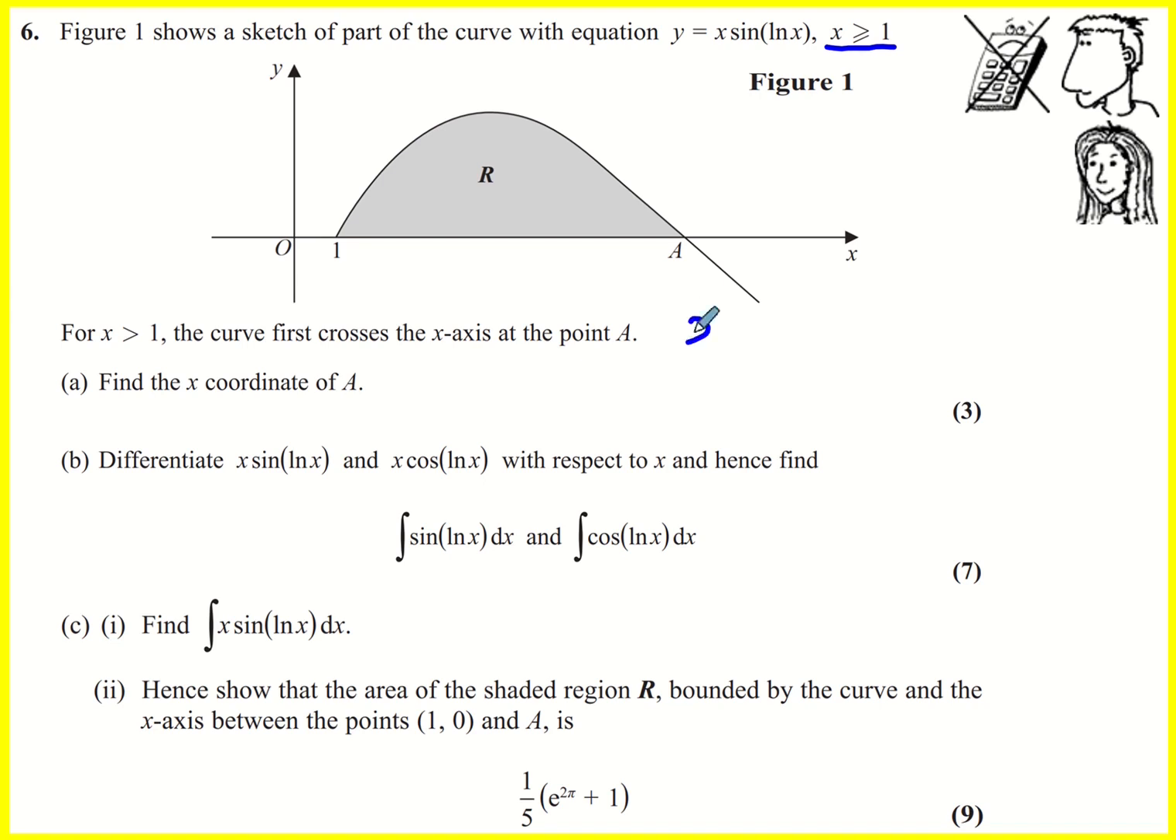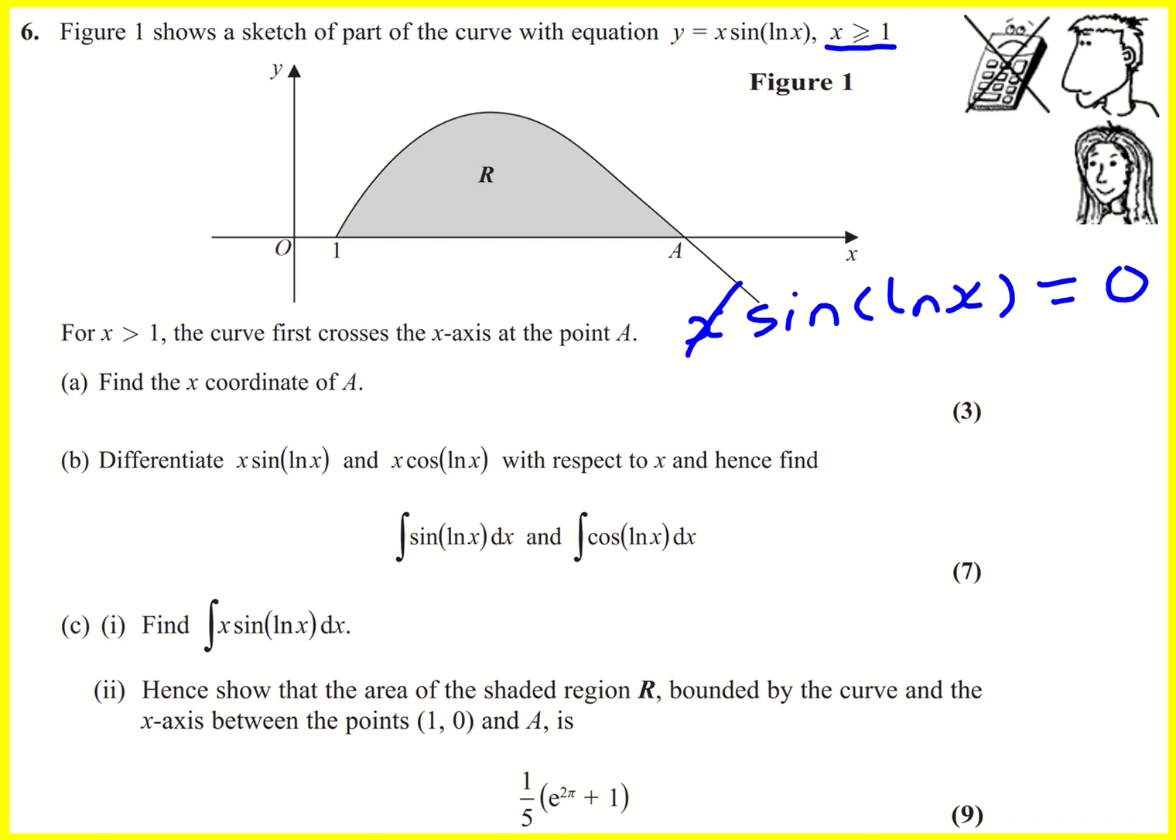So to do this, we can set x sine ln x equal to 0. That's my value of y. It's when y is equal to 0. And then because x is greater or equal to 1, I can just divide through by that. And so I've got sine ln x is equal to 0.